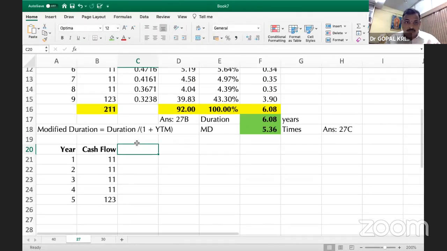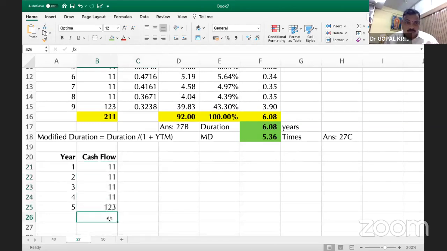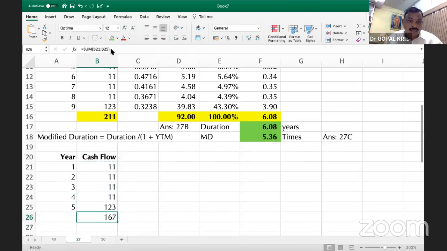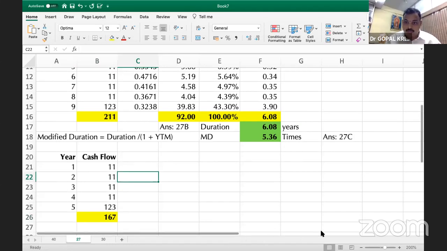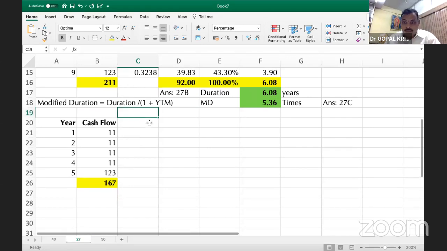Now, will that yield be the same as 13.3461, or lesser than 13.3461, or greater than 13.3461? Which is correct? Now I'm going to find a yield for 5 years. I'm going to get a total return of 167 instead of 211. Now please tell me, guys, all of you, I want an answer here. Please type your answer. If I find the YTM now, will it be equal to 13.34, greater than 13.34, or lesser than 13.34? Please tell me what the answer is.